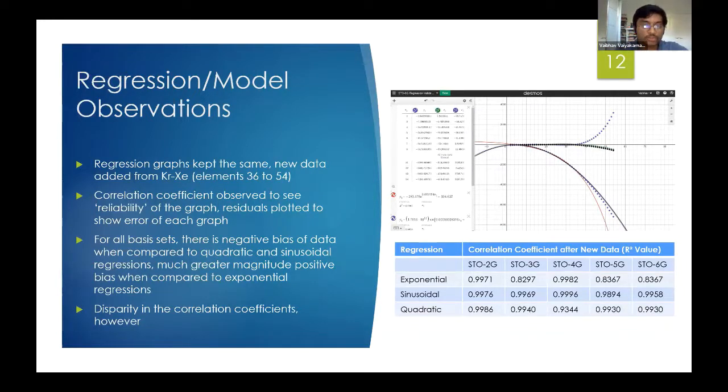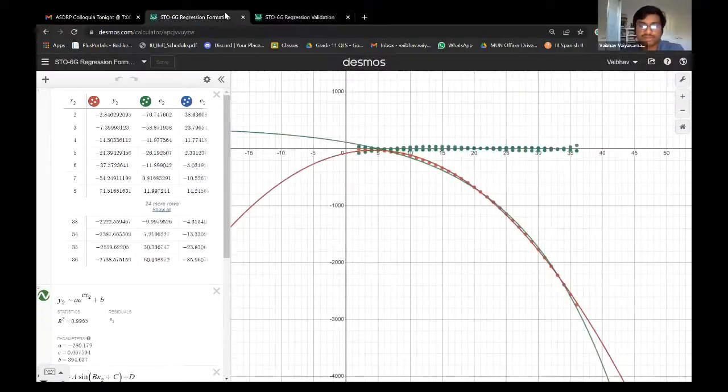I do actually want to stop sharing my screen just for a second so I could share Desmos, because I feel that may be a bit more interesting for you guys to see as well. There we go. Is everyone able to see my Desmos screen now? Yes, we can. Perfect. Okay, perfect.